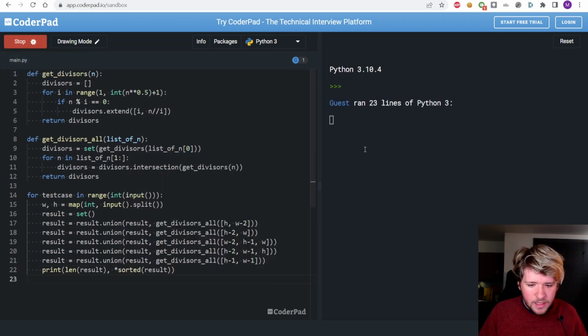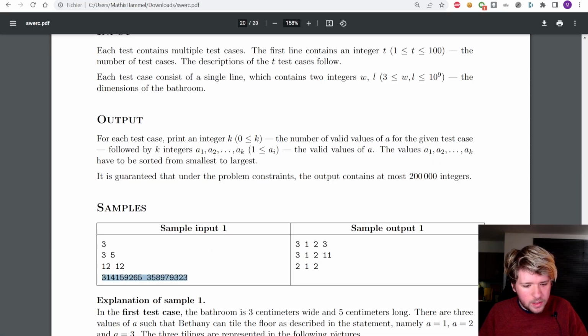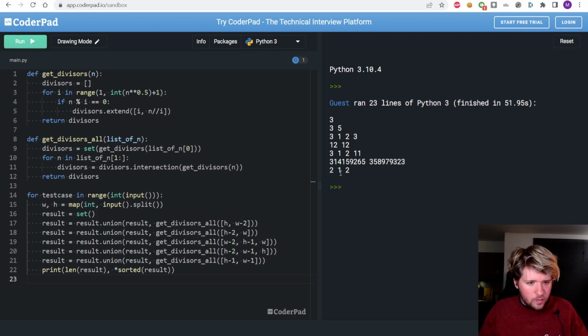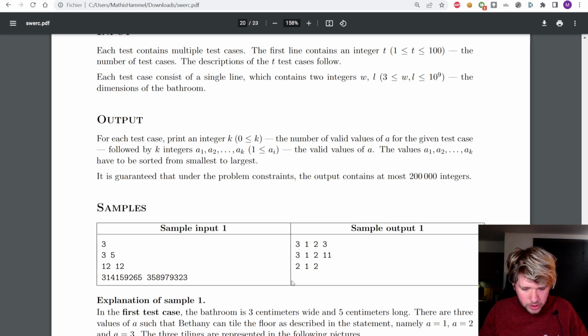So let's run this. So the first test case is 3 and 5, returns 3, 1, 2, 3, it should be good, okay. Then 12 and 12 gives 1, 2, 11, let's check. Okay, perfect. And the last one gives us 1 and 2, which is good as well with the samples.